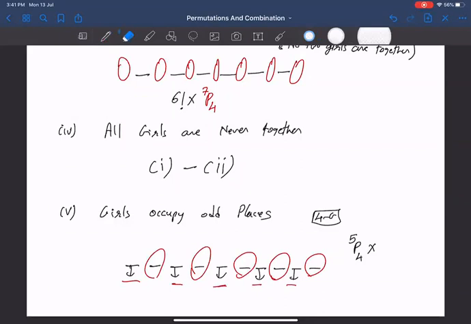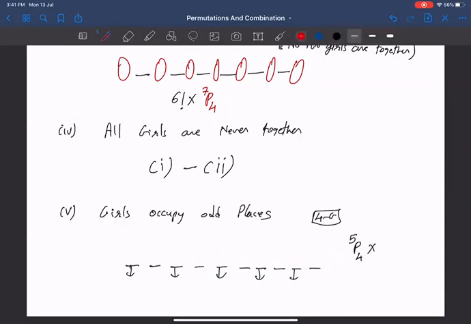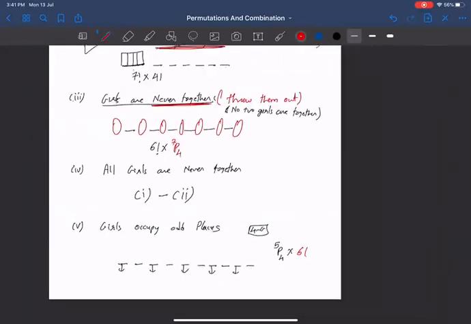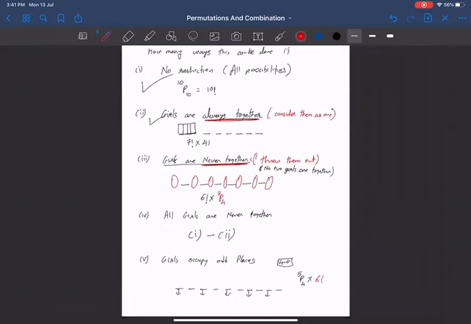Basically what I'm trying to say is that now you have 6 places left, plus 1 place will remain. So altogether I will be having 6 places left. And how many boys are left? 6. That can be done in 6p6 ways, which is same thing as 6 factorial. So that's the answer for girls occupy odd places. Now beta ये photograph का sum था.